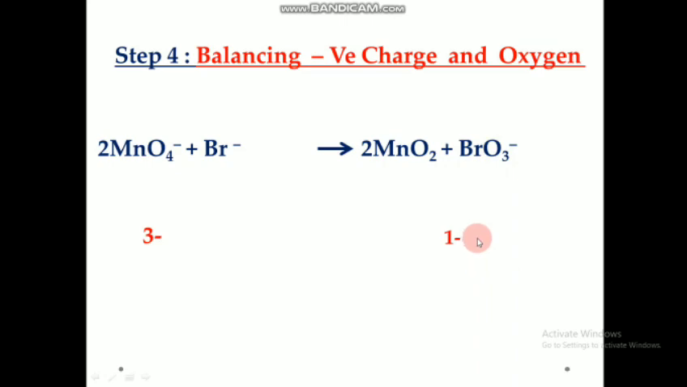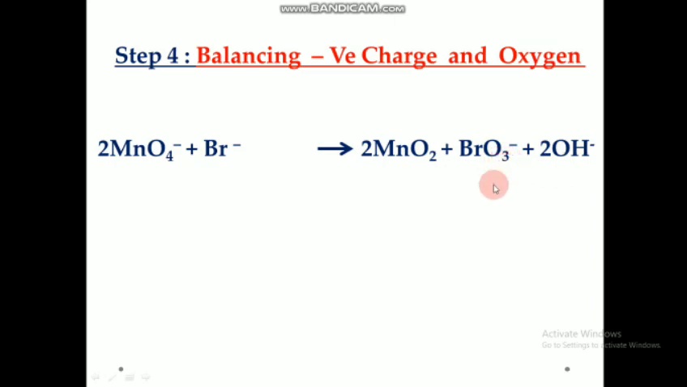So how do we manage the negative charge? As it is basic medium, however many negative charges we need, we can add the same number of OH minus ions to the same side. So here the lack of negative charge is on this side. So if we add 2 OH minus ions, we get 2 minus charges there. So totally the negative charges are balanced. Here also 3 minus charges are there, here also 3 minus charges are there now. So 2 from here and 1 from here.